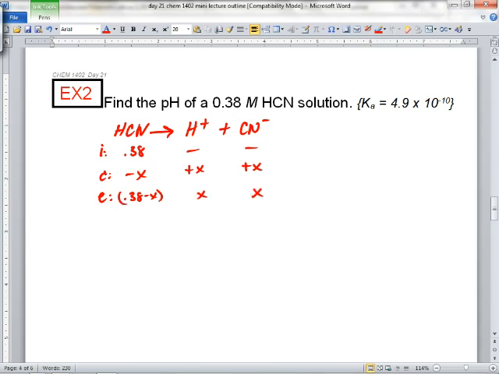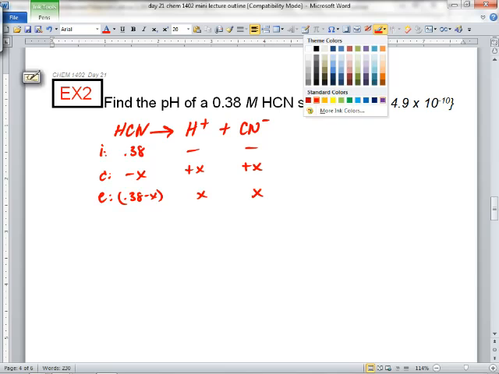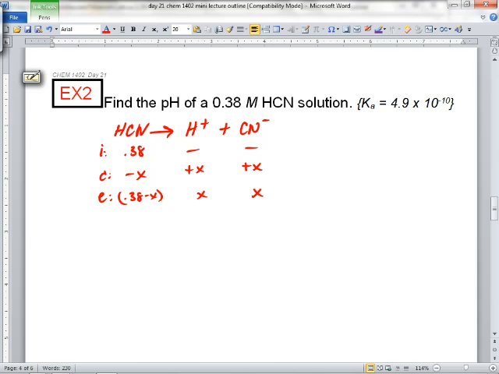Okay. So we write our Ka expression now. My Ka was 4.9 times 10 to the negative 10. So, Bobby, that's going to be what over what? If you just jump right to the x's, putting it in, it would be x times x, which is really just x squared, all over 0.38 minus x.